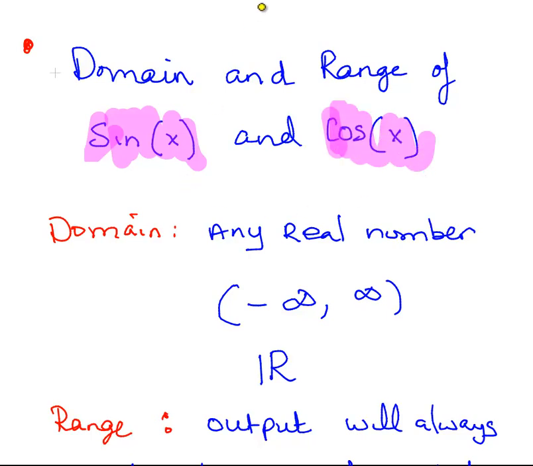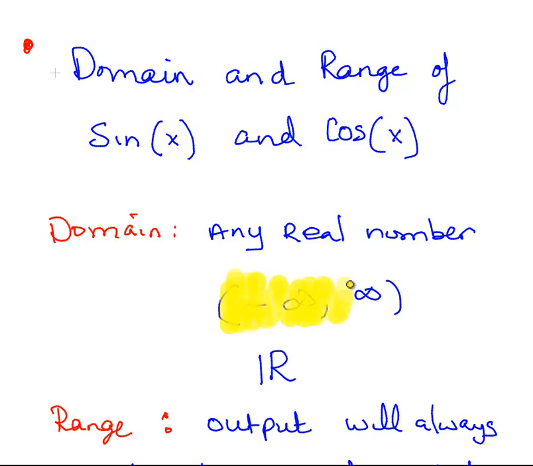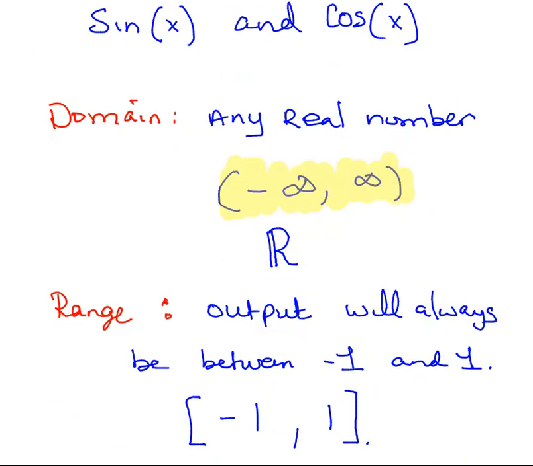The domain is any real number, so you can supply any real number to these functions. That's straightforward enough. As we might write it here, minus infinity to infinity, or in other words, any real number. That's Blackboard font. That's not an I R, it's actually just R with the double stroke. Anyway, the domain is any real number.